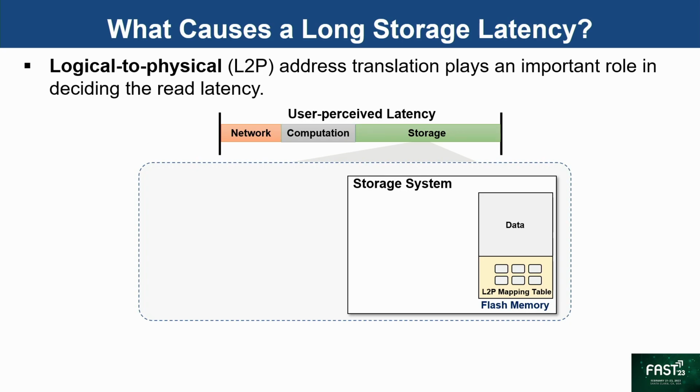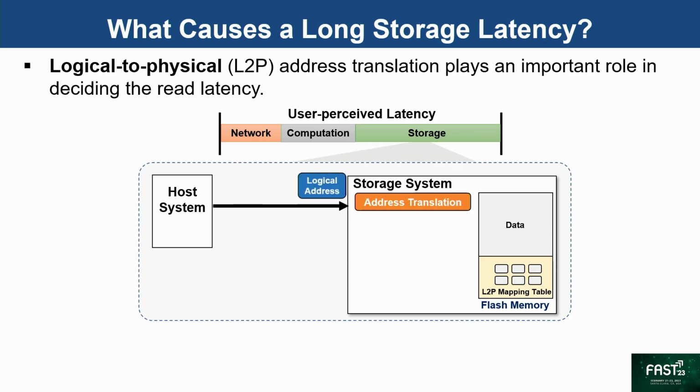Because of a unique characteristic of NAND flash-based storage devices, for every request, the storage system always has to reference a corresponding L2P entry of the mapping table, which is stored in the flash memory. So for example, when the host system issues a read request with its host-managed logical address, the address translation layer has to translate the given logical address into a physical address, which represents the actual location of the data stored within the flash memory. So the address translation layer first checks the on-device SRAM memory whether the corresponding physical address is cached or not for a fast reference.